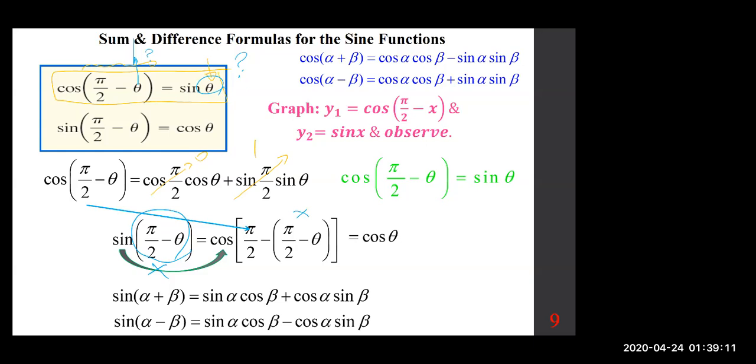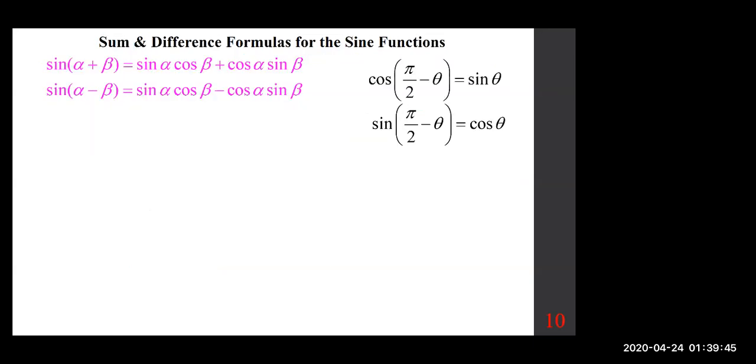So now that we have established the relationship between co-functions, meaning when the angles add up to pi over 2, then we're going to use that to go over the proof for the sine. Now, everybody okay with that? Are we ready for the next one?